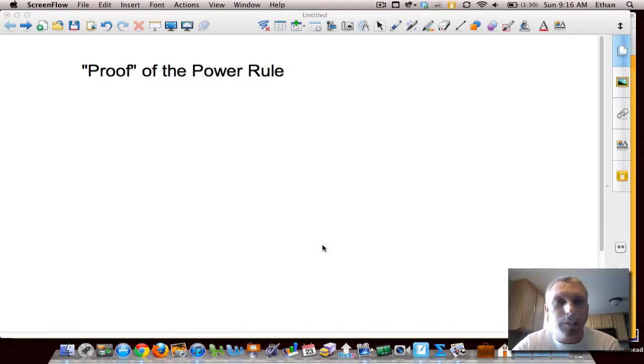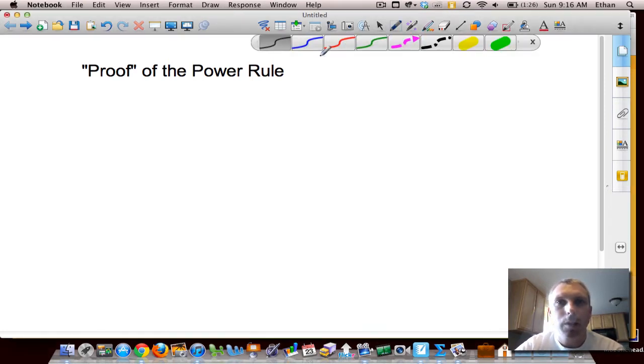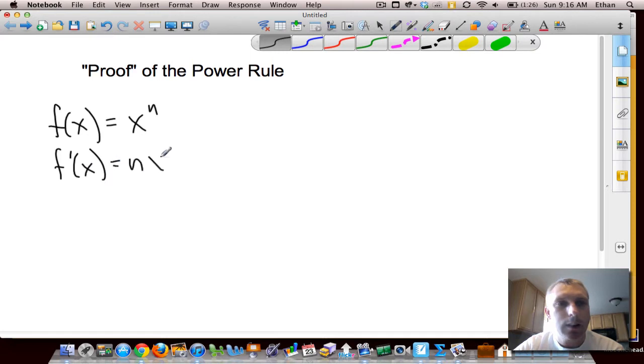Okay, so this is the proof of the power rule, and it's not really a proof. The proof gets kind of crazy with the notation, so I'm going to do more of a lead by example, follow the pattern kind of deal. So here we go. Here's what we're trying to prove: that if f of x equals x to the n, then the derivative of that is n x to the n minus 1.